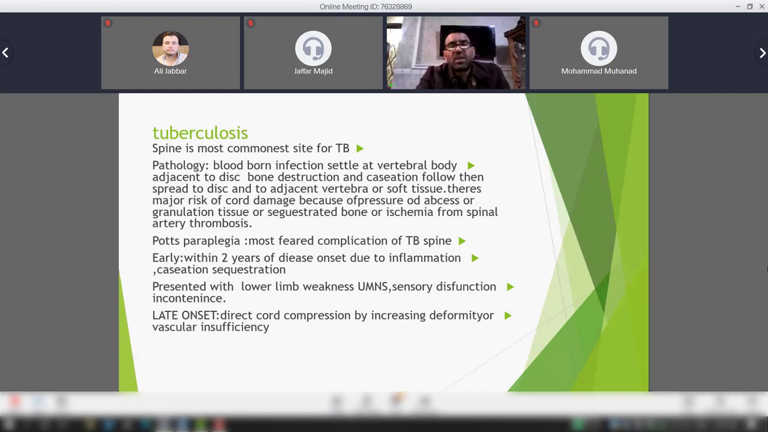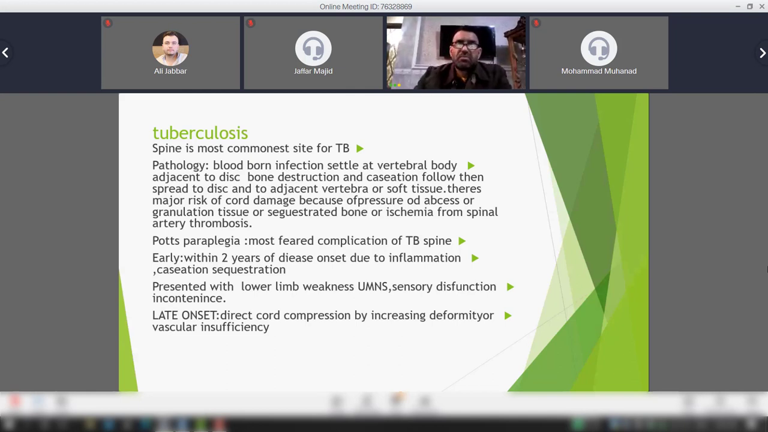Blood-borne infection settles in the vertebral body and adjacent to the disc, with bone destruction and caseation, followed by spread to the disc. Another typical feature of TB is the same as in pulmonary TB, it can happen in the spine. Of course, the TB is quiet, no fever, sometimes mild pain, and when you send the patients for the X-ray you can see there is horrible destruction of the vertebrae and even the adjacent vertebrae or the disc space.